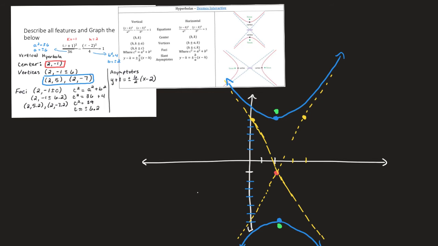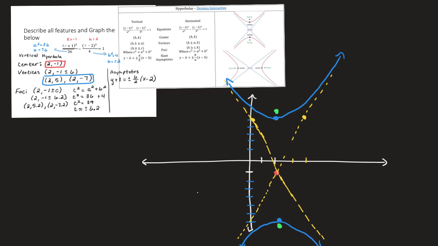To find my asymptotes, I am starting at my center and following my slope. So I'm going up 6 and over 2 to find the first slant asymptote. And then for my second slope, I went down 6 and to the right 2, or you can go up 6 and to the left 2 to make your slope negative. And there's your other slant asymptote.